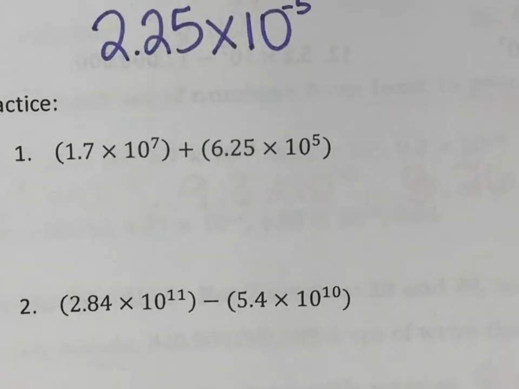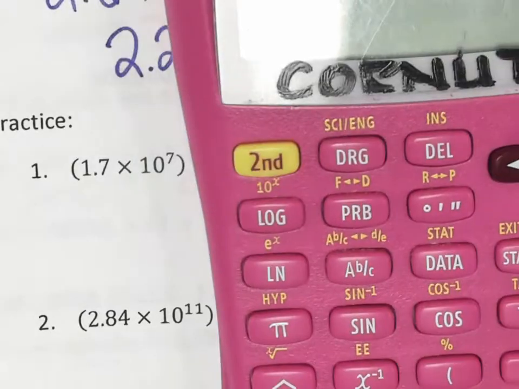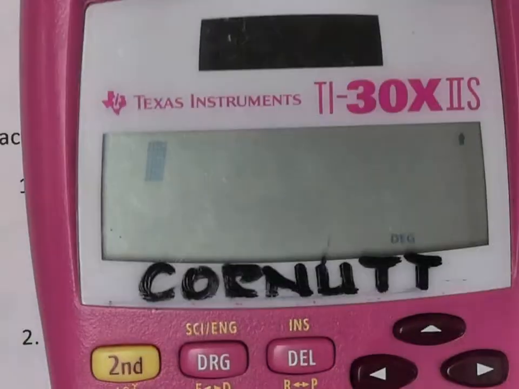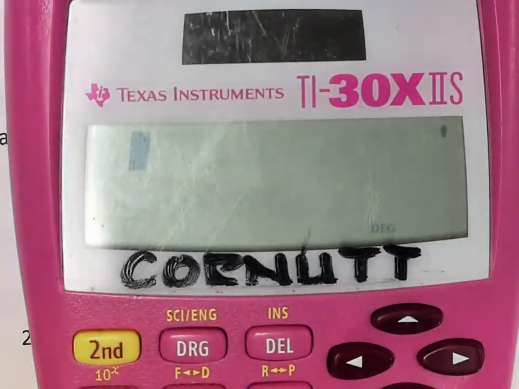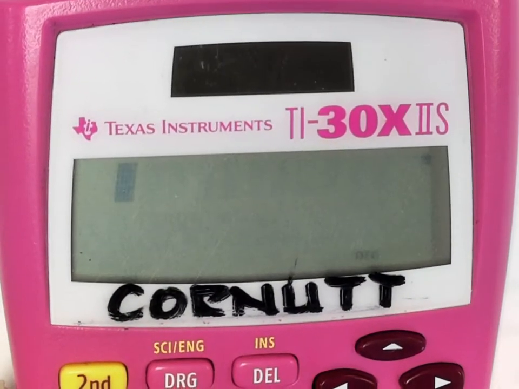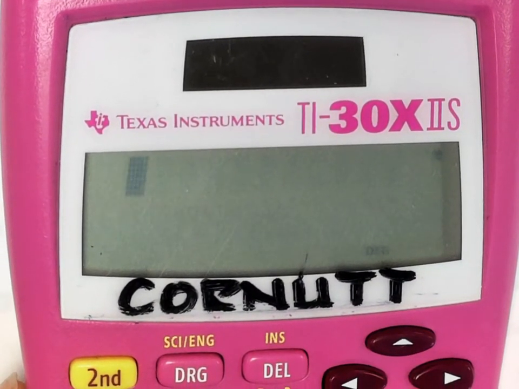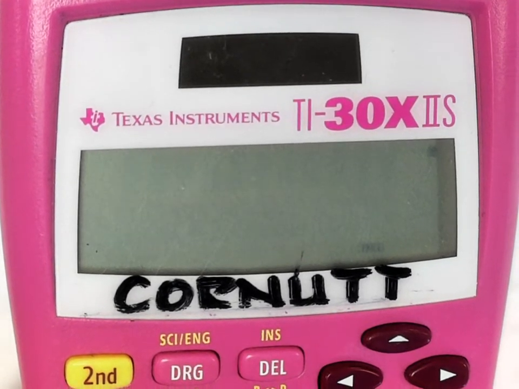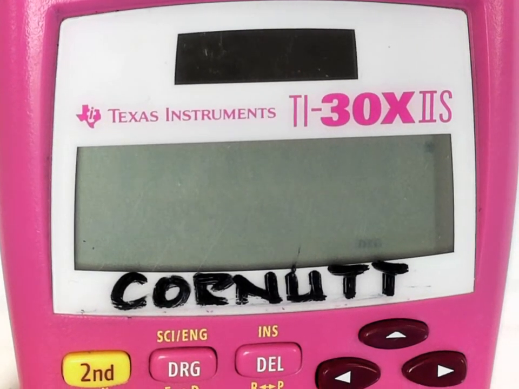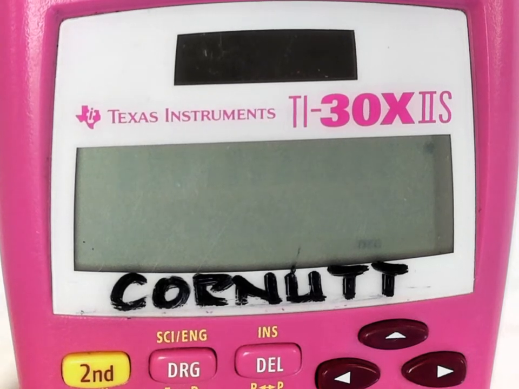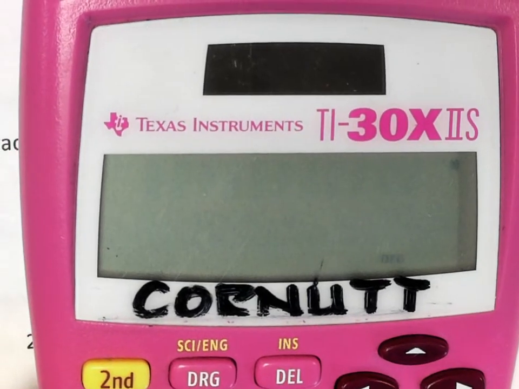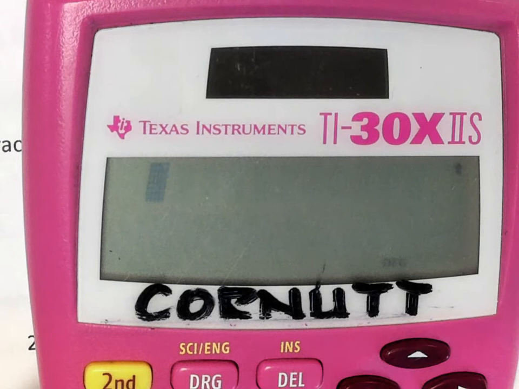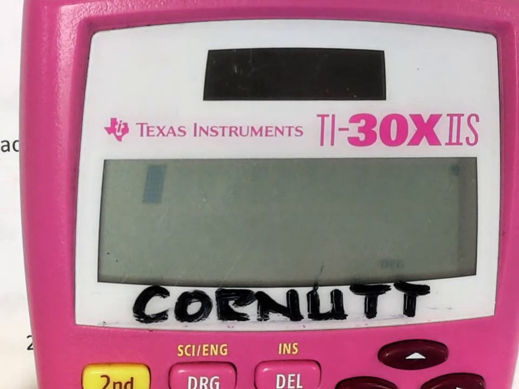Okay? So here's what I need y'all to do. Everybody got your handy dandy calculator? Look, here's our calculator. Here's what I want you to do. These calculators are called scientific calculators. That means they can do scientific notation. There's one right there. You have buttons on yours. I'll show you in just a second.